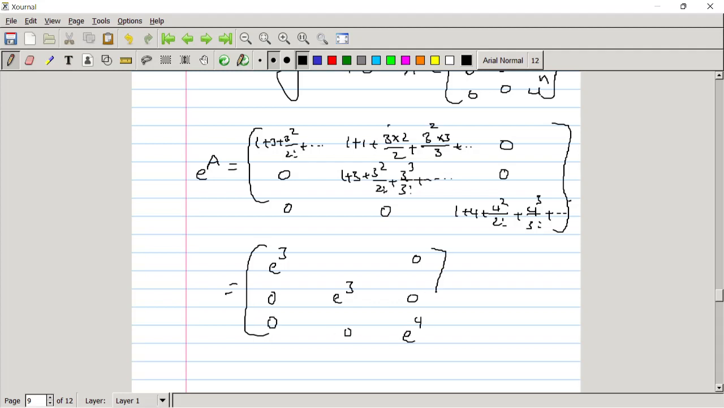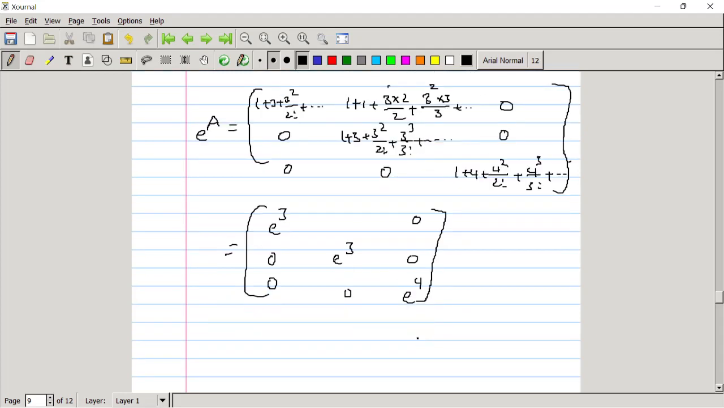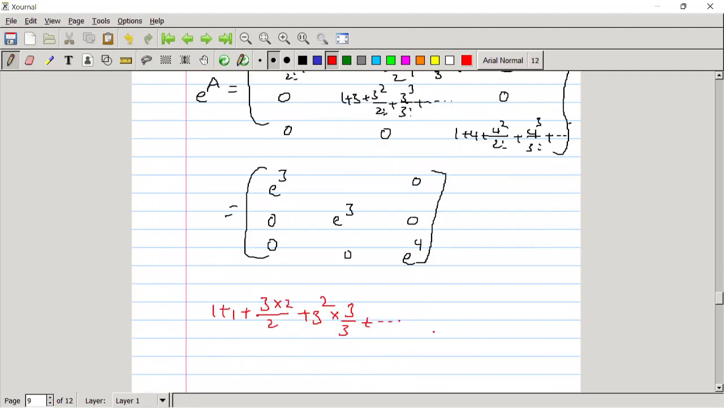We have to think about that element, the first row second column element, that is nothing but 1 plus 3 into 2 divided by 2 plus 3 square into 3 divided by 3 plus and so on. This is nothing but, if we write in summation form, summation n equal to 0 to infinity 3 power n into n divided by n factorial. Here it is n minus 1. Is it correct? No.